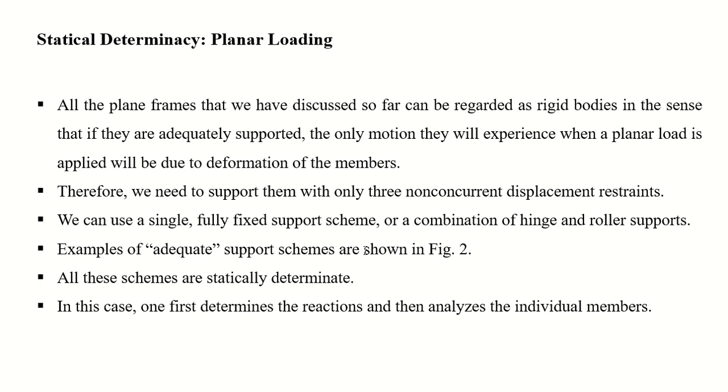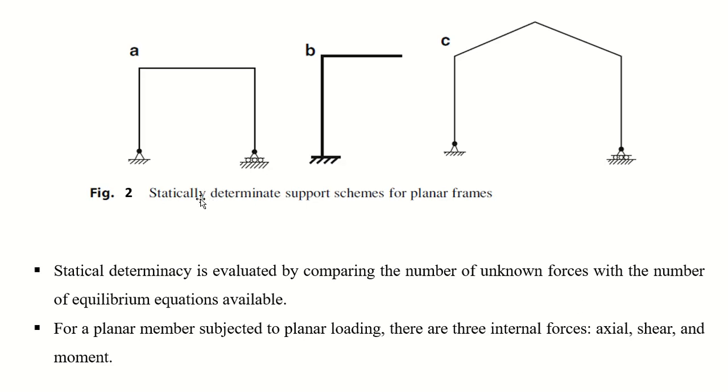Examples of adequate support schemes are presented in figure 2. All these schemes are statically determinate. In this case, one first determines the reactions and then analyzes the individual members. So this is figure 2. As you can see, this is a hinge support and this is a roller support. So a combination of hinge support and roller support gives you a complete set of reactions that are non-concurrent and that are sufficient to resist the displacements and the motion caused by the external loads.